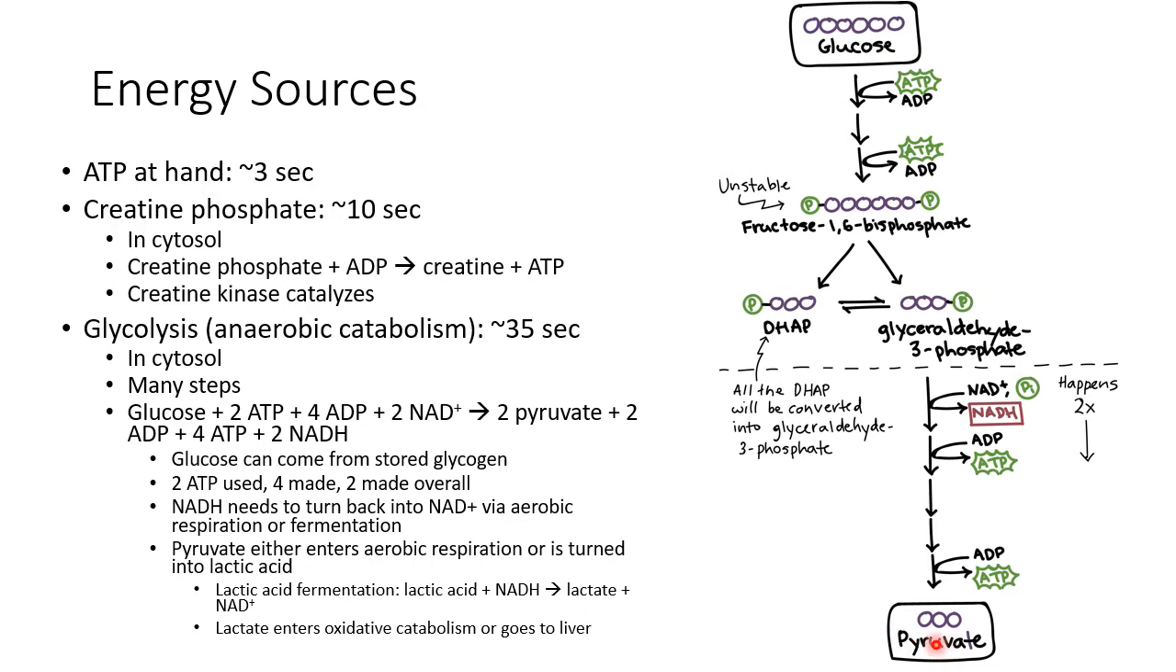Alternatively, you could ferment this pyruvate to make lactic acid. If you're doing the fermentation, then you're going to be using the pyruvate and the NADH. You'll end up getting NAD+ and lactic acid or lactate. Then the lactate would go to the liver to be converted back to glucose, or it can go on and substitute for pyruvate in the next steps of metabolism.